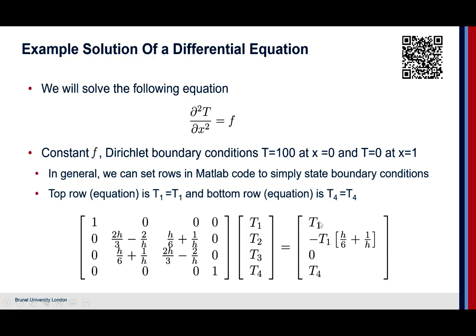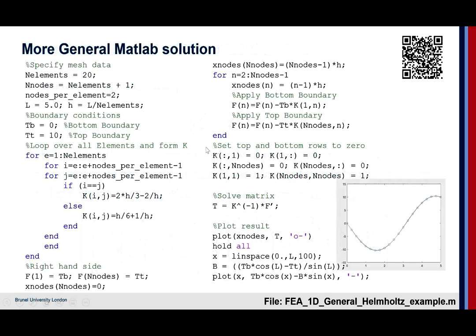So essentially that's just a trivial simultaneous equation, if you like. It's just saying T1 is equal to T1. The bottom one is saying T4 is equal to T4. So just in terms of implementing it in a computer, you can keep the matrix as large as it was before and actually just set the rows to 0 in order to do that.